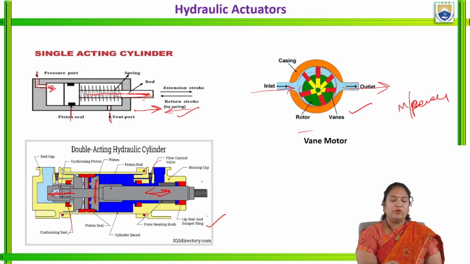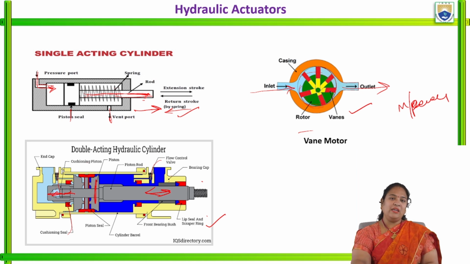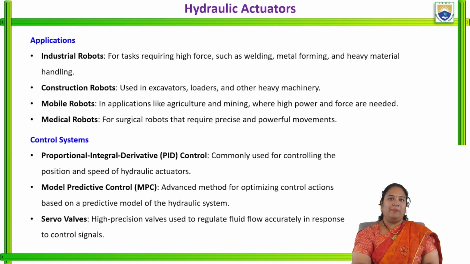That is, as the fluid enters into this particular port casing, this rotor starts rotating, along with which the vanes start rotating and create some amount of pressure, due to which the pressurized fluid is being converted into mechanical energy or mechanical power, and the movement of the robot manipulator will be done. Clear? So coming to the applications, generally where do we use this particular type of hydraulic actuator?